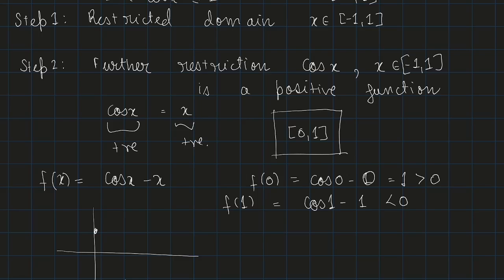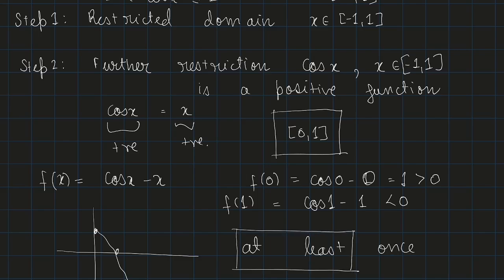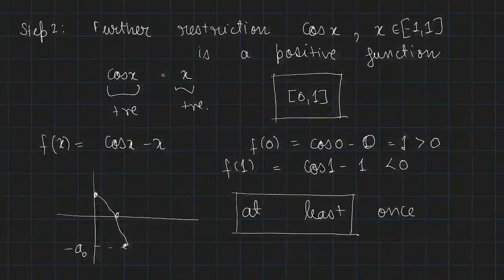That means if I try to plot it, it must intersect at least once. Pay attention to the "at least" here, because it doesn't mean there is only one time that it is intersecting the x-axis. It may happen more than once, but at least once. So now we know that between 0 to 1, there exists at least one solution. Now we want to know, is it just one or more than one? At this point, we are now going to deal with the calculus.